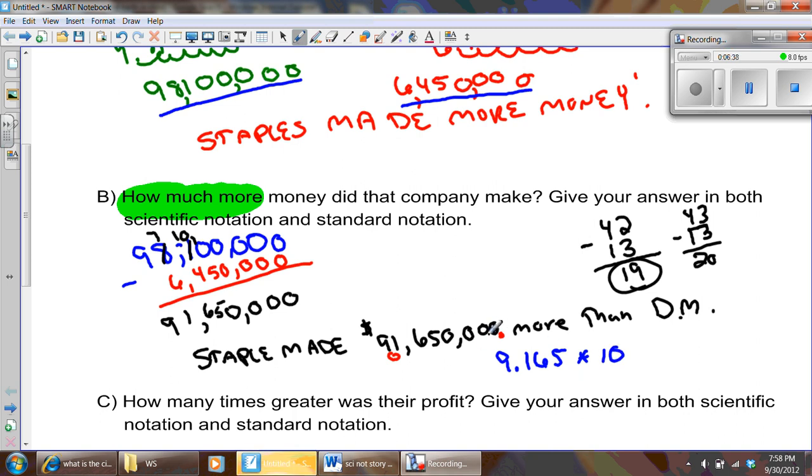And that will tell me what my exponent is. Well, let's see, there's 1, 2, 3, 4, 5, 6, 7. One with 7 zeros would be $10 million, or in other words, 10 to the 7th. And there we go. So Staples made $91,650,000 more than Dunder Mifflin, or I could say Staples made 9.165 times 10 to the 7th power dollars more than Dunder Mifflin. Pretty easy stuff when you know it's a subtraction problem.